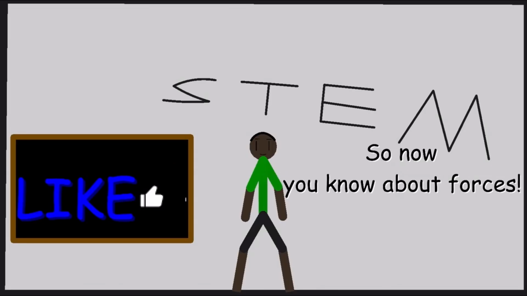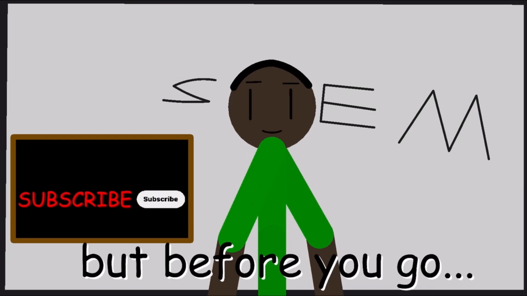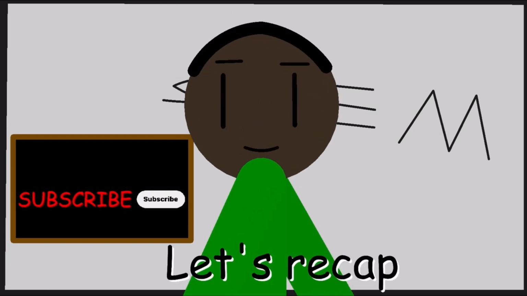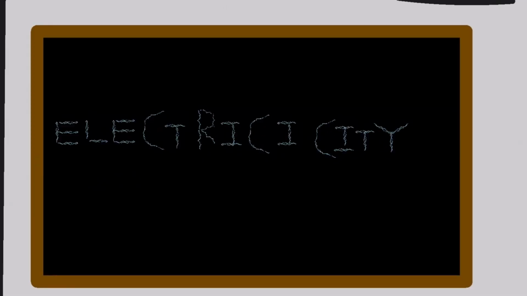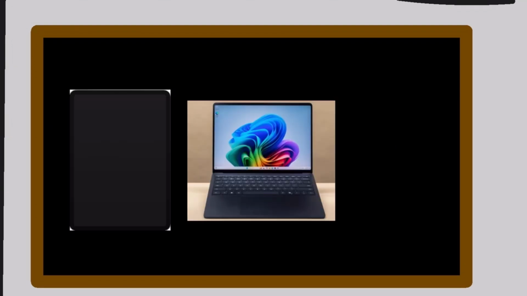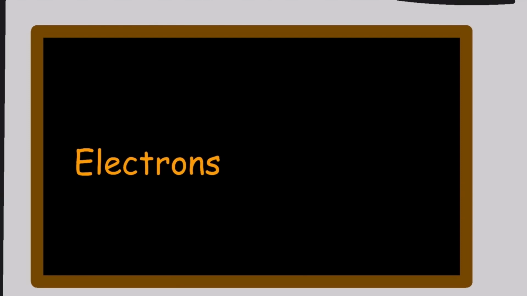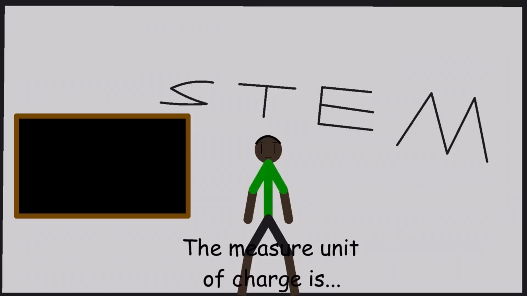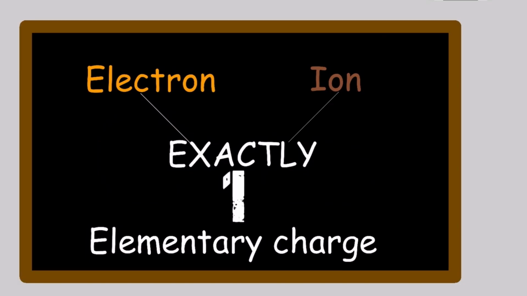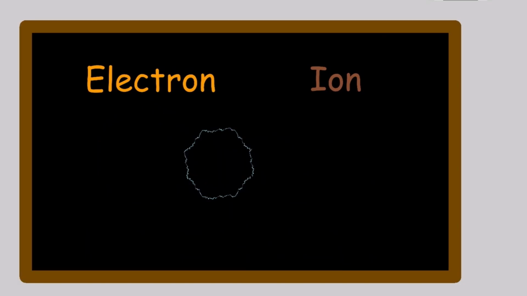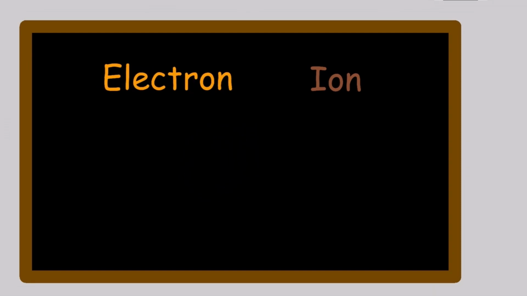So now you know about electricity. But before you go, let's recap. Electricity is what powers any electronic. It's created with electrons and ions. The measuring unit of charge is coulomb. Electrons and ions have exactly one elementary charge, and there are a whole number of electrons or ions inside a charged particle.